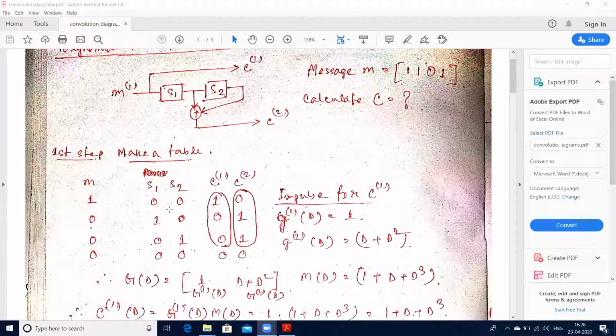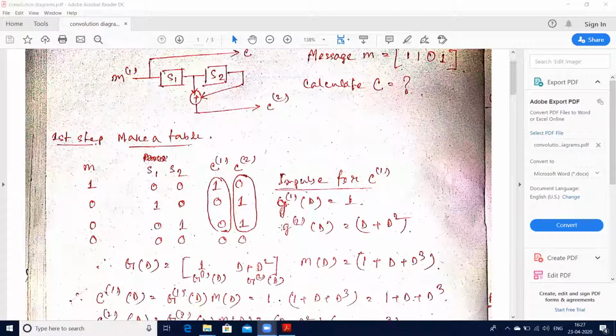And that is basically the right shift register that is used. So right shifting is happening for S1, S2. These are 2 registers. These are the present states 0, 0, 1, 0, 0, 1, 0, 0. Okay. So from that you will get G1(D) and G2(D).